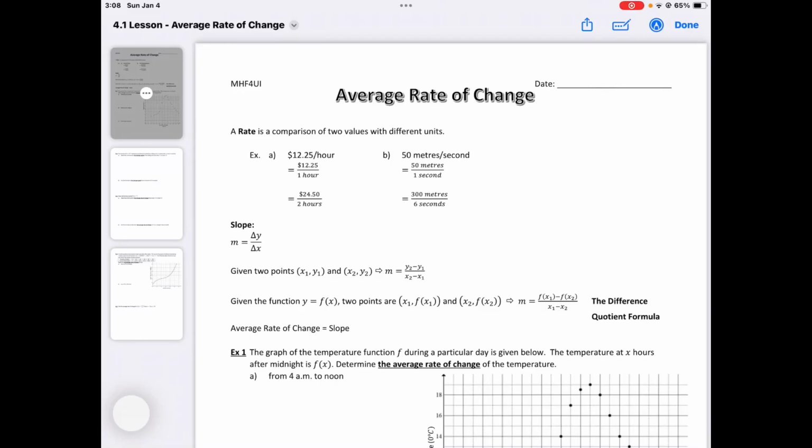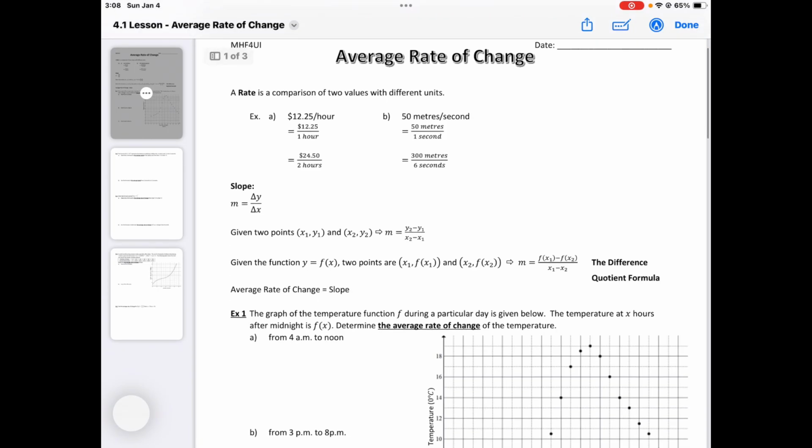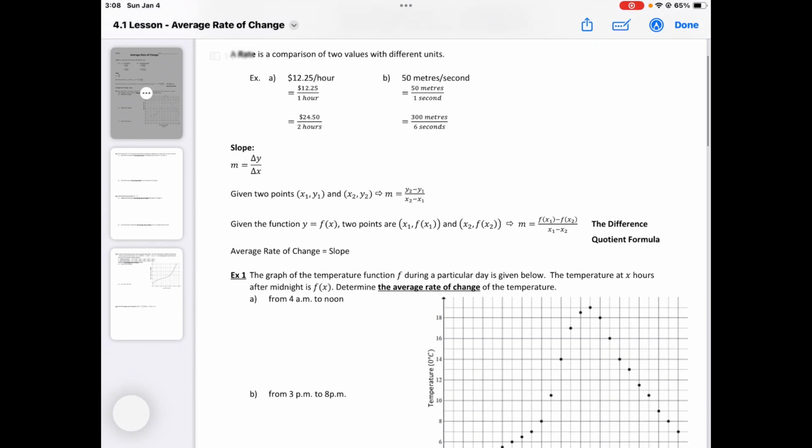This video goes over how to calculate the rate of change. The rate of change is a comparison of two values with two different units. We've done this before, finding the slope. We've seen it as the expanded version of that formula, y2 minus y1 over x2 minus x1, where x1, y1 and x2, y2 are two different points on the graph.